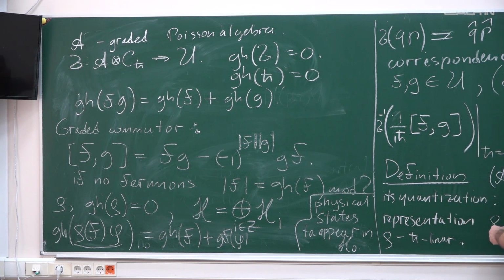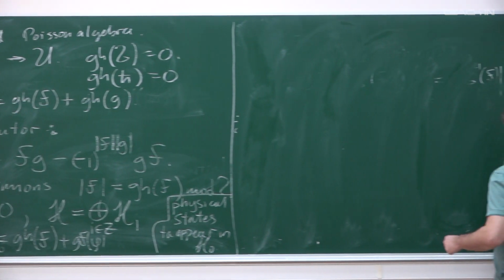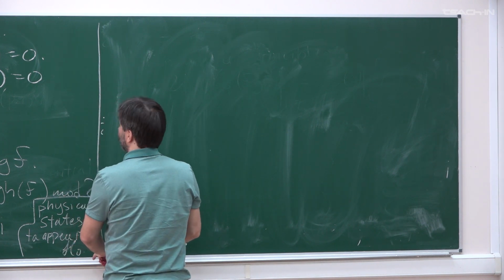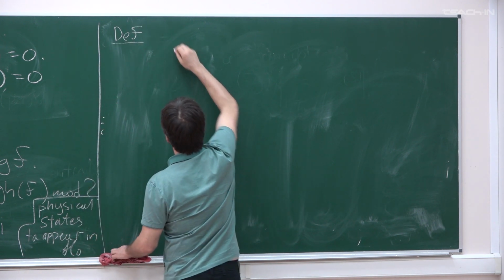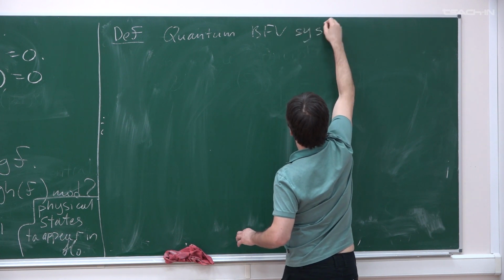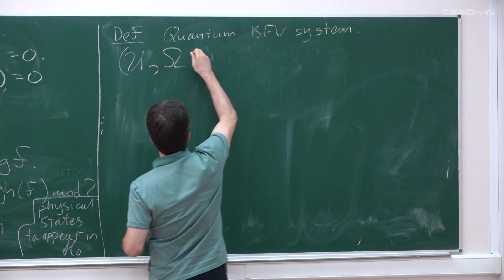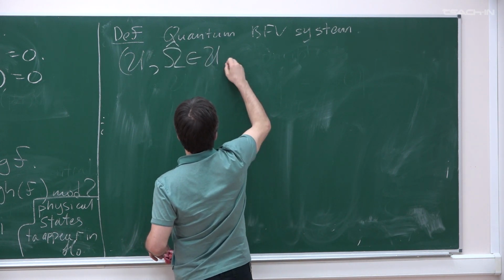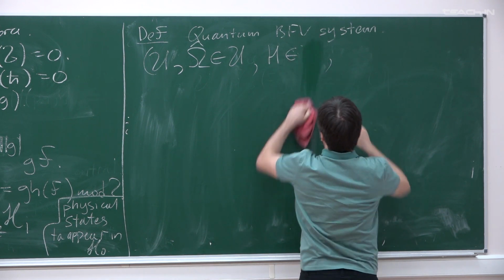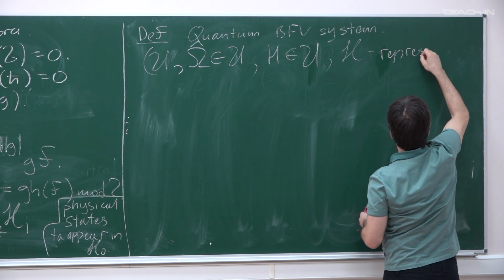Okay, very good. But eventually, we are interested in quantizing BFV systems. But in the BFV systems, we have additional ingredients. So let's give a definition of what a quantum BFV system is. A quantum BFV system. So it means that we have such an algebra U. We have a distinguished element omega. Now let's put a hat on it. In U, we have a Hamiltonian, which is also an element in U, and we have our representation space.